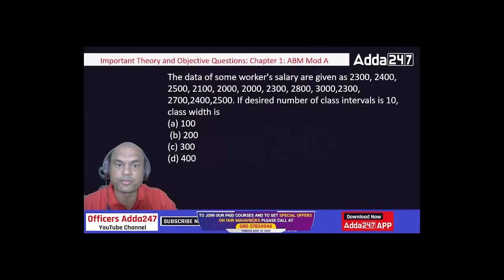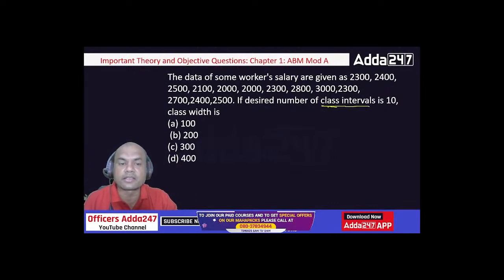The data of some of the workers' salary are given as 2300, 2400, 2500, and so on. You can read this. Okay. So all the numbers are given. If the desired number of class intervals is 10, now look at this. The desired number of class intervals is 10 over here.